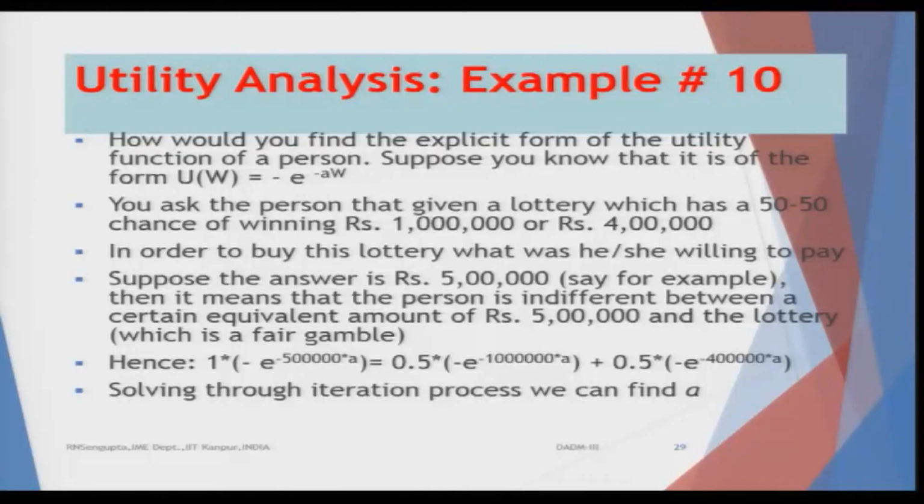So, you ask the person: you are given a lottery which has a 50-50 chance, P is equal to half, Q is equal to half, of winning. In one case it is 10 lakhs and in another case it is 4 lakhs. So, I will win 10 lakhs with probability half, and I will win 4 lakhs with probability half. In order to buy this lottery, what is he or she willing to pay?